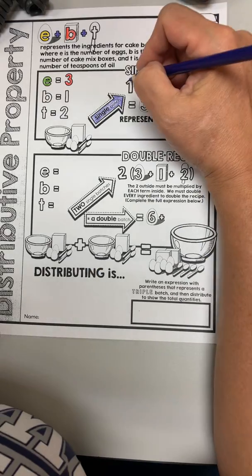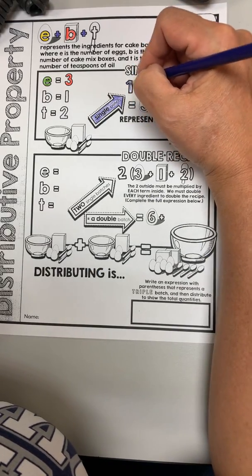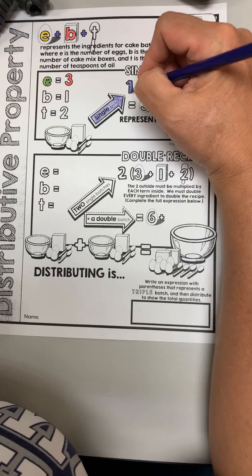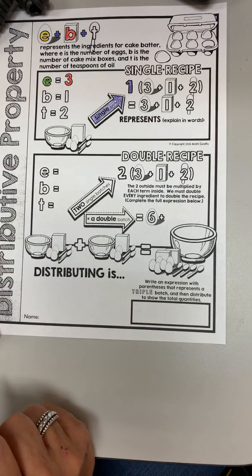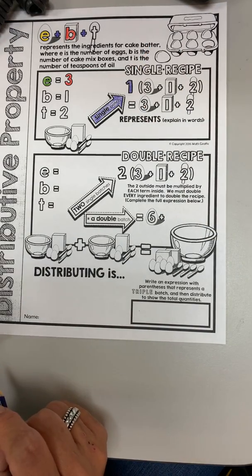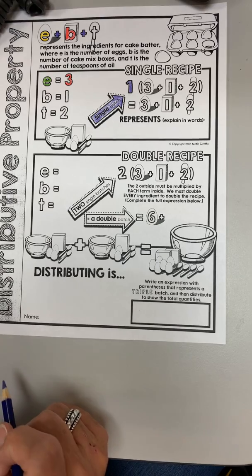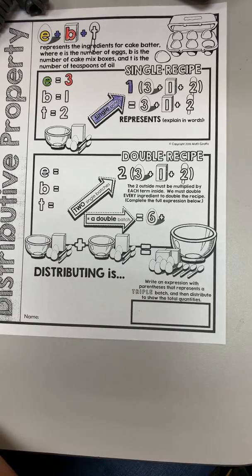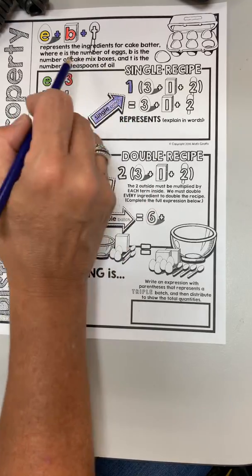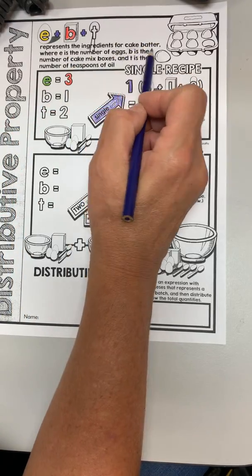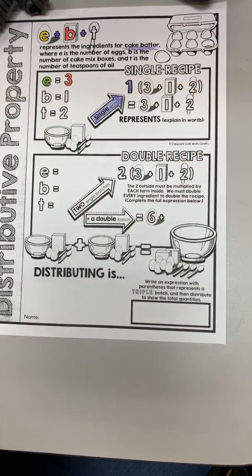So this is pointing at the 1 right here, and this is indicating a single batch, that you're gonna make 1 batch of whatever it is that we're making. I'm assuming we're making a cake because we're using the cake mix. Yes, because it said we're making cake batter. So we're going to make a cake.